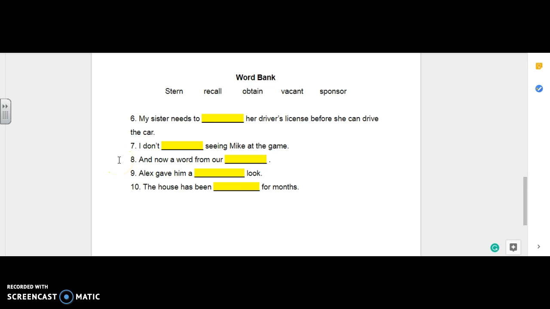8. And now a word from our blank. 9. Alex gave him a blank book. 10. The house has been blank for months.